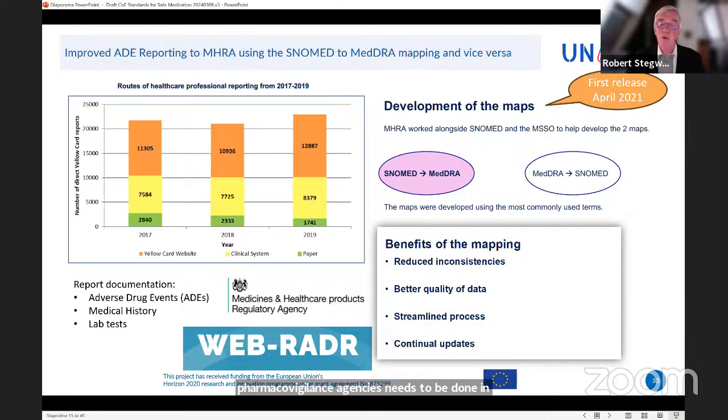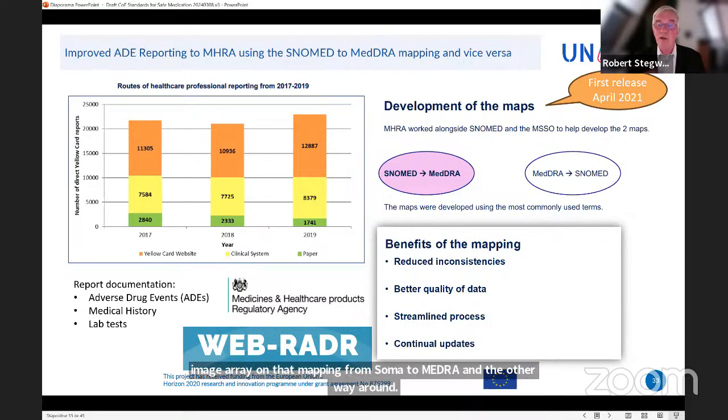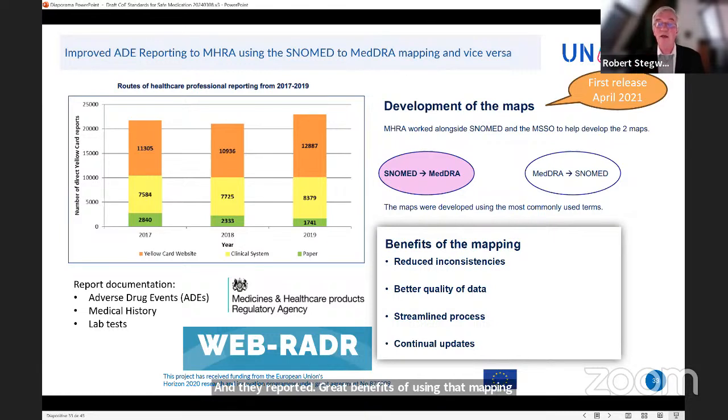So as part of the WebRADR project, SNOMED and MedDRA had already been working, with the help of the MHRA, on that mapping from SNOMED to MedDRA and the other way around. And they reported great benefits of using that mapping in terms of fewer inconsistencies, better quality of data, and a much more streamlined process because you didn't have individuals trying to do the interpretation from one code system to the other. And the first release of this map was done in April 21, and there have been continual updates, I think on a yearly schedule, of this mapping. So it's being kept up to date.